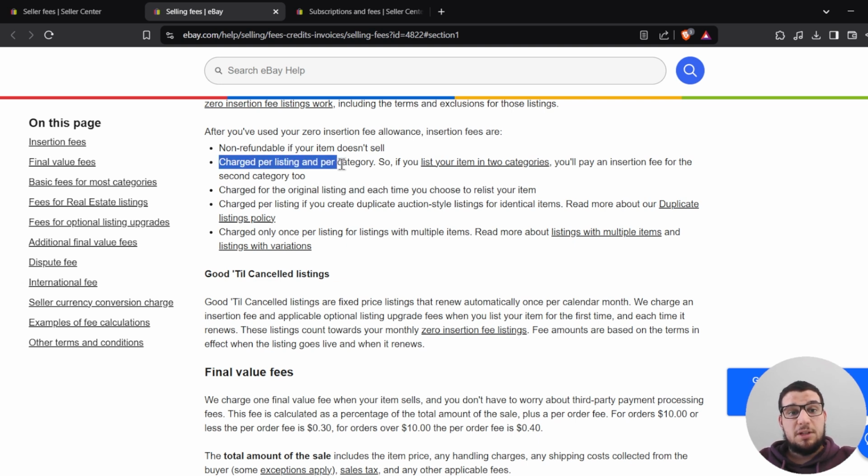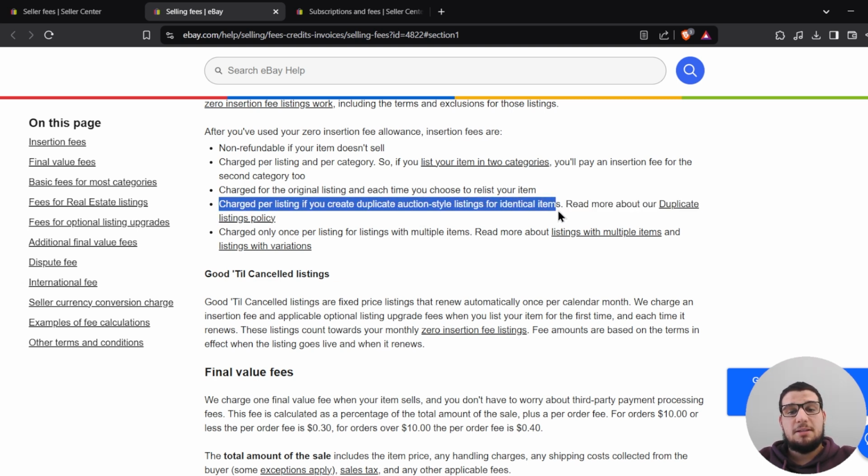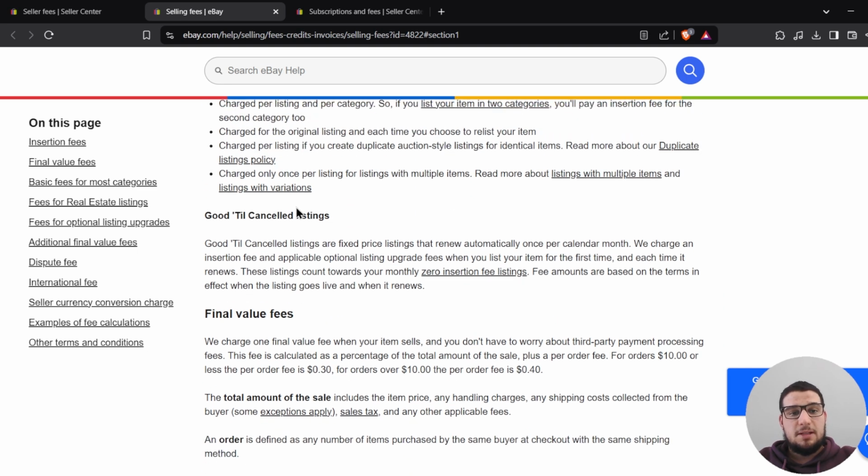So you're charged for listing and per category. So if you list your item in two categories, you will pay an insertion fee for the second category as well. So if an item belongs to two categories, which we will talk more about, the categories thing, you will be paying insertion fees in both categories. So you're charged for the original listing, and each time you choose to relist the item as well. You're charged per listing if you create duplicate auction style listings for identical items, so you'll pay for that as well. You're charged only once per listing for listings with multiple items. So keep that in mind.